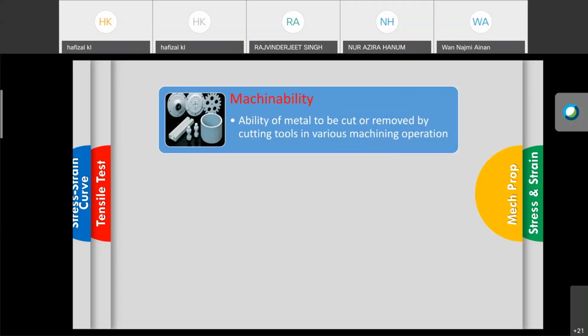Machinability is whereby we can use a cutting tool to cut the material in the easiest way, along with low cost or something like that.